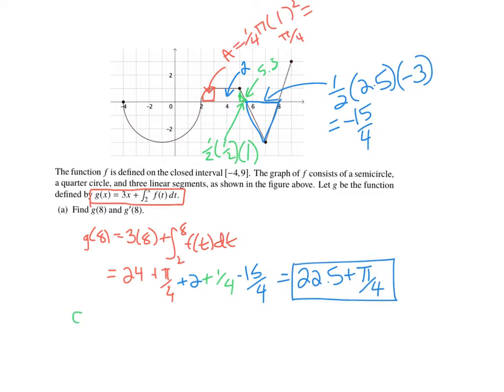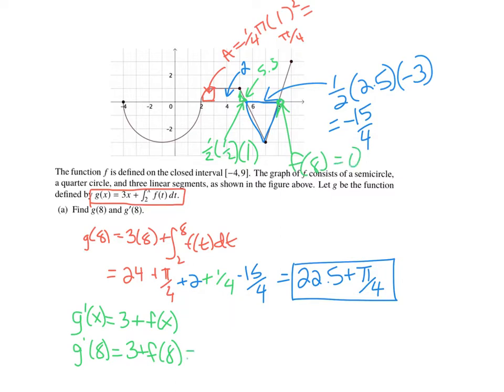Before I find g prime of 8, I need to find the derivative g prime of x. So derivative of 3x is 3. The derivative of that integral is going to be f of x. So when I find g prime of 8, I get 3 plus f of 8. If you look at the graph, you'll find that f of 8 is going to be equal to 0. So my answer for g prime of 8 is equal to 3.